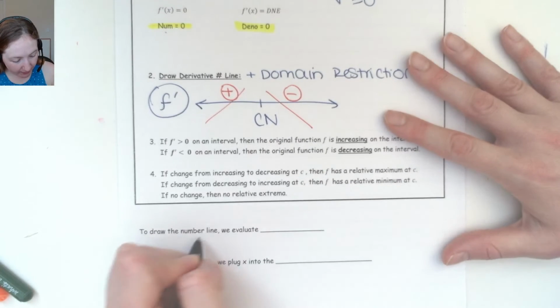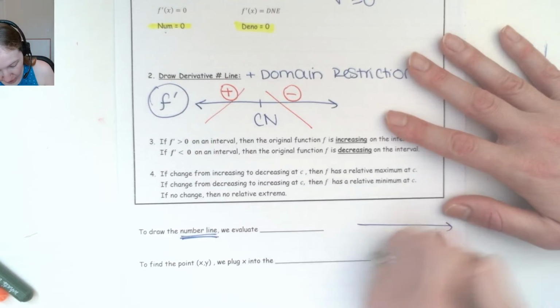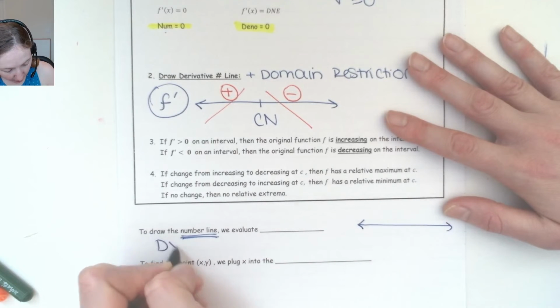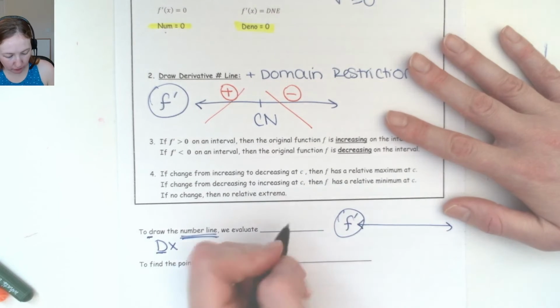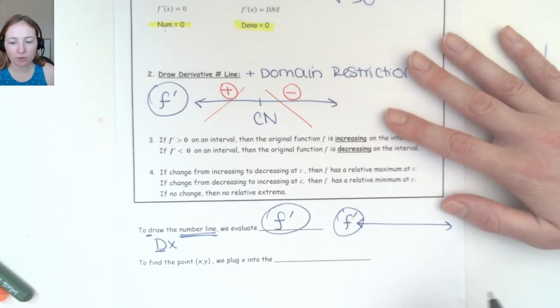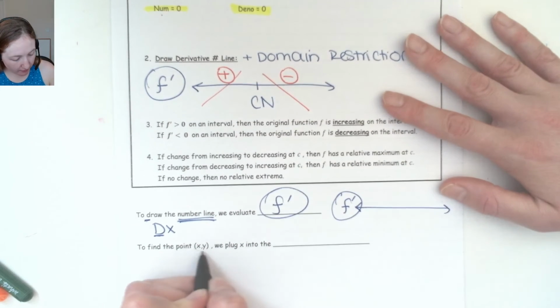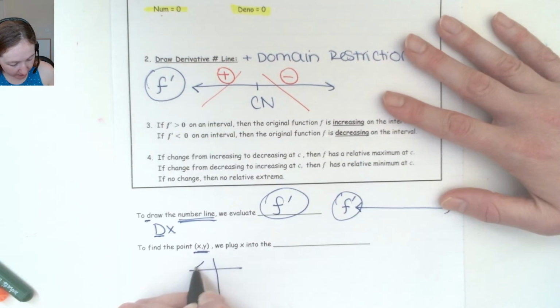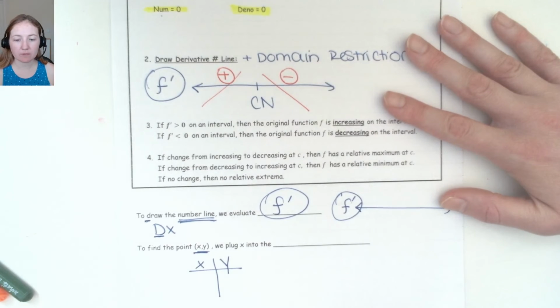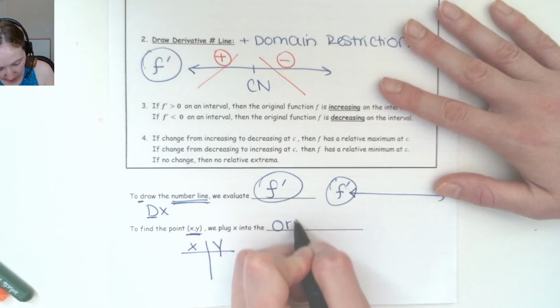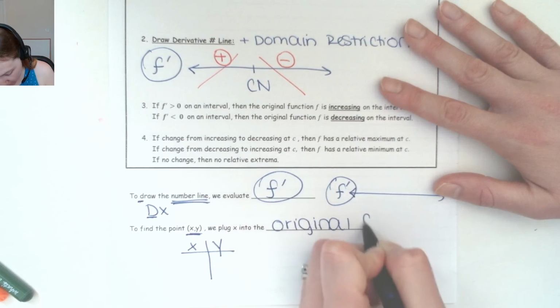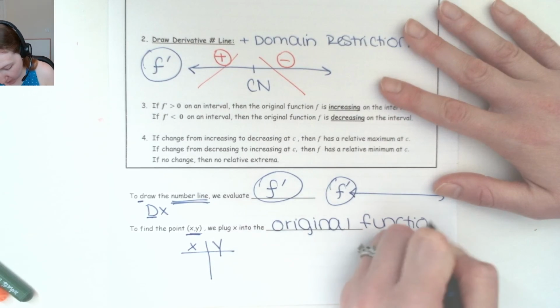Keep in mind, for any number line that you draw, that is, our derivative number line, we are plugging into the derivative. So to draw the derivative number line, we plug into the derivative. If we're trying to find the point, as in the relative min or relative max point, then we plug x into the original function to find that y coordinate.